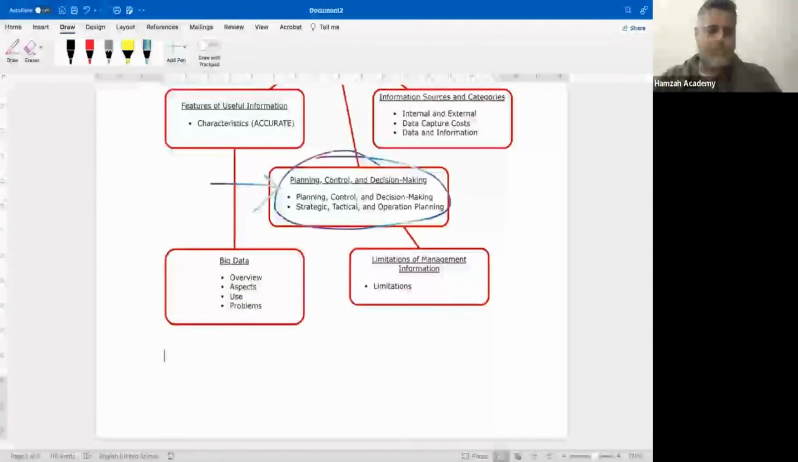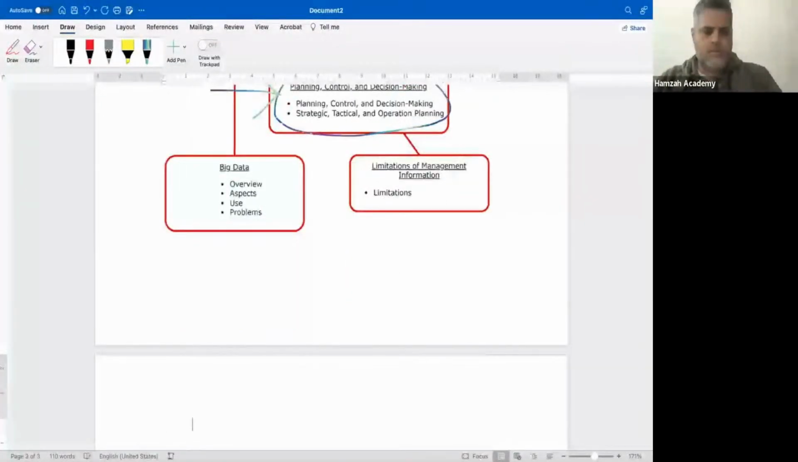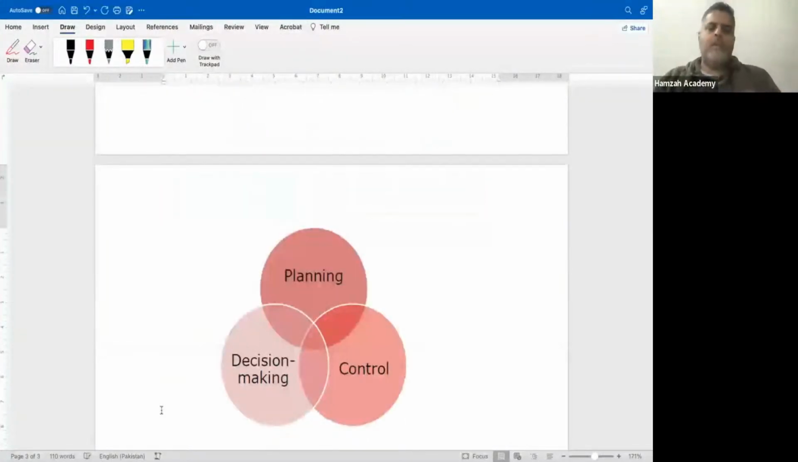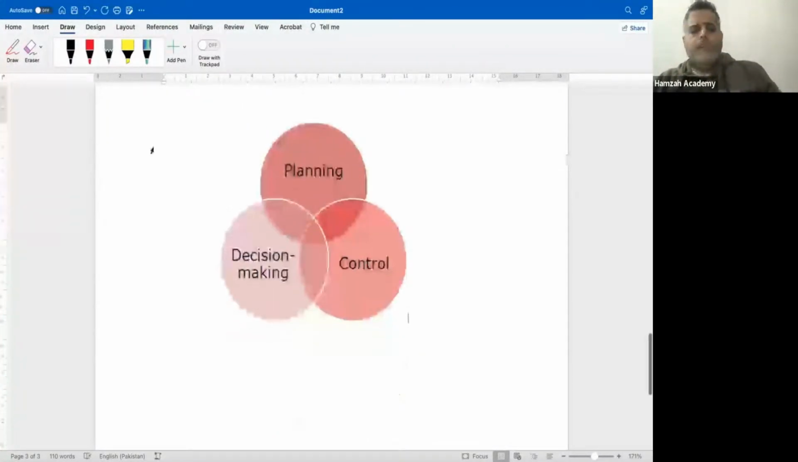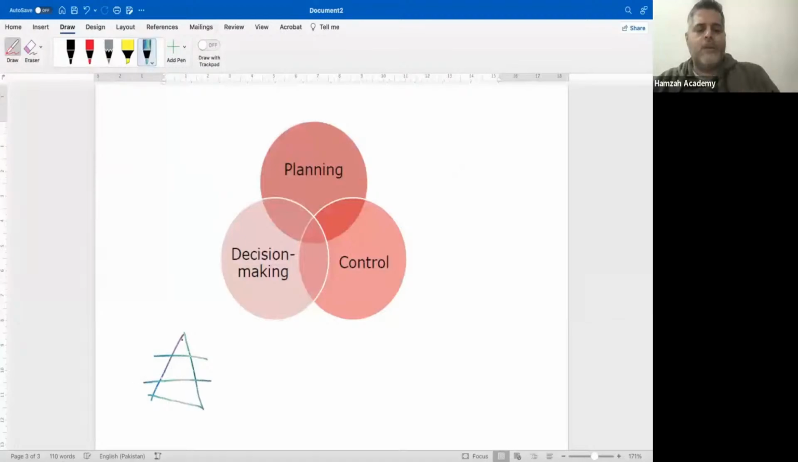Let me just, here we go. Now, as far as planning, decision making, and control are concerned, if we look at the hierarchy of the organization, we all know that we have three levels of organization. One is the strategic, one is the tactical, and one is the operational. This planning is at the strategic level. This decision making is at the tactical level. This control is at the operational level.